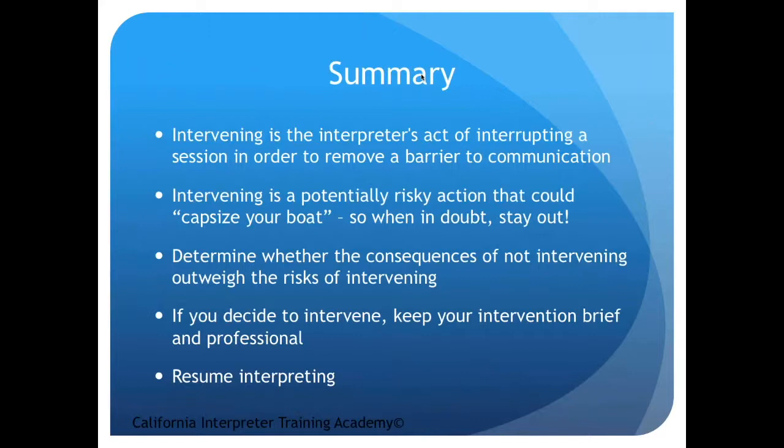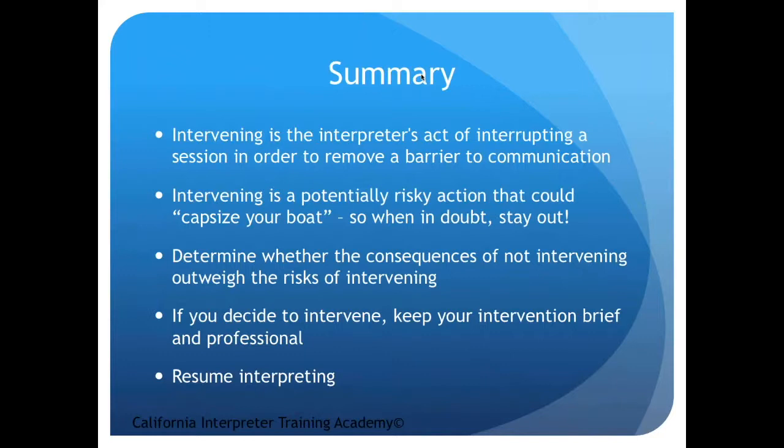And determine whether the consequences of not intervening outweigh the risk of intervening. Remember that if you're going to make an unnecessary intervention, you may be causing some frustration by interrupting the flow of communication between patient and provider and possibly hinder their interaction. And if you do decide to intervene after weighing those consequences, remember to keep your intervention brief and professional.